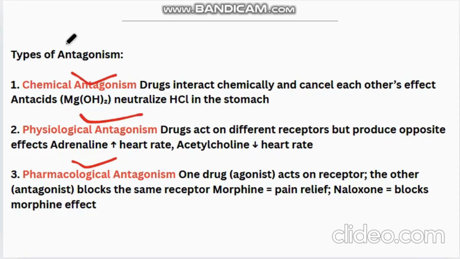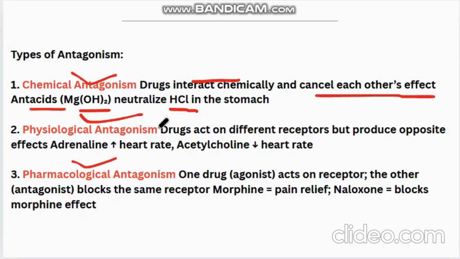What happens in chemical antagonism? Here the drugs interact chemically. So the interaction between the drugs is chemical, and they cancel each other's effect. For example, antacids: magnesium hydroxide is going to neutralize the effect of hydrochloric acid in the stomach. So this is a beneficial effect. Drug antagonism sometimes may be beneficial, or sometimes it may produce a harmful effect.